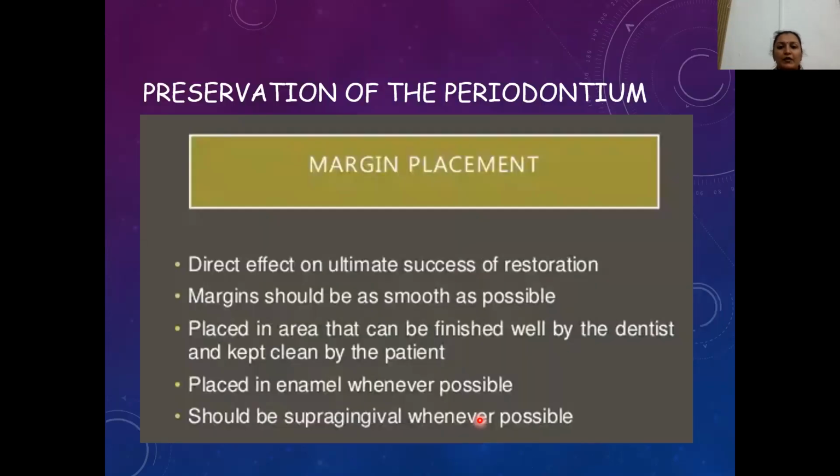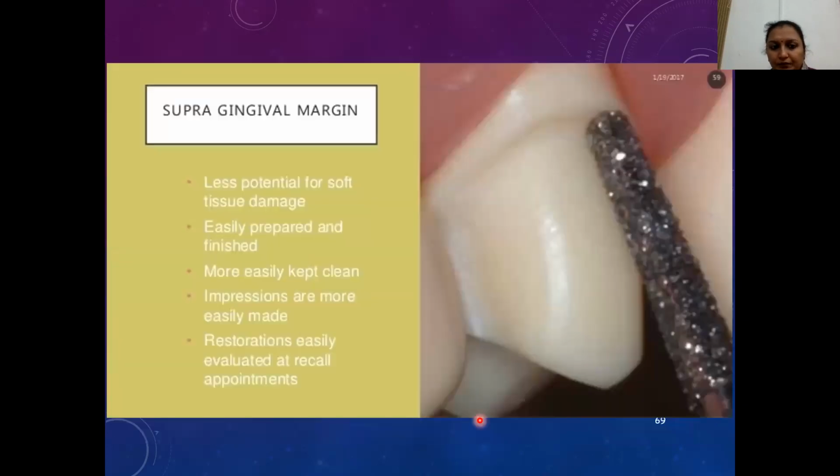Then preservation of the periodontium includes margin placement. Margin placement has a direct effect on the ultimate success of the restoration. The margin should be as smooth as possible. It should be placed in an area where it can be finished well by the dentist and kept clean by the patient. Placed in enamel whenever possible and should be supragingival whenever possible.